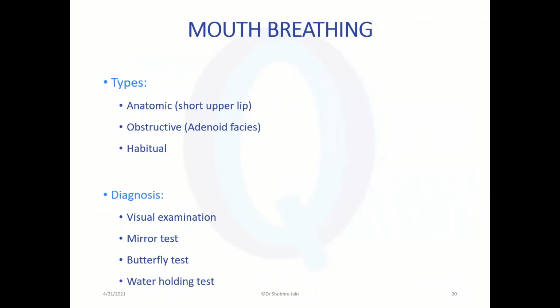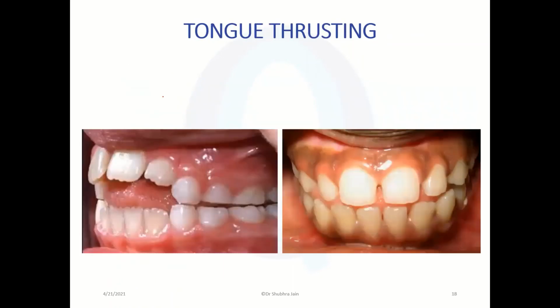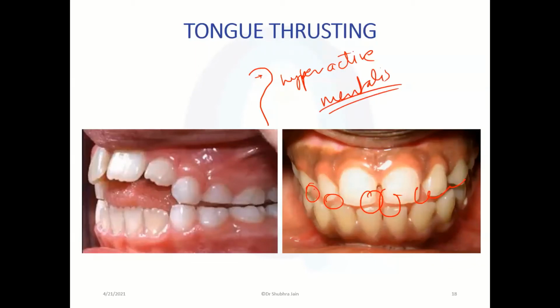Next comes, how do you identify tongue thrust? What you do is retract the cheeks with the retractor and ask the patient to swallow. When he swallows, the tongue will start coming in between the spaces. This is how you know that there is a tongue thrusting habit. You can also feel, when you take the lower lip in your hand, the hyperactive mentalis. Hyperactive mentalis is also there because it is a facial muscle.